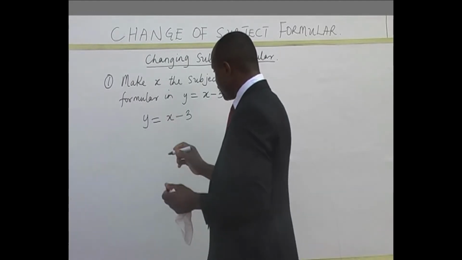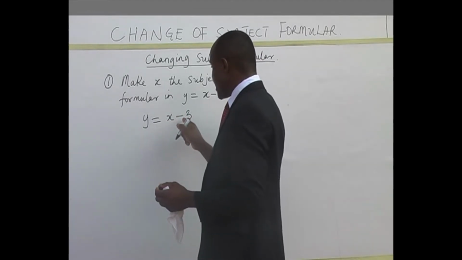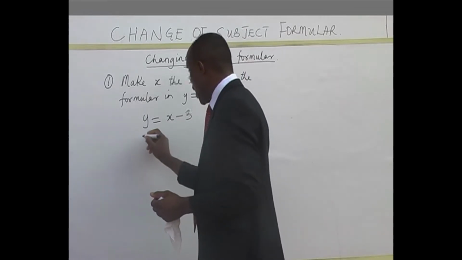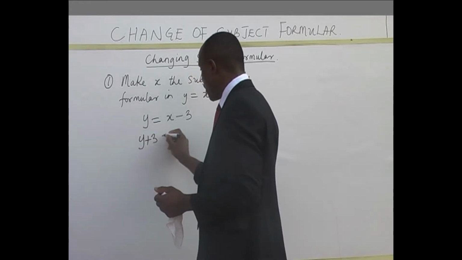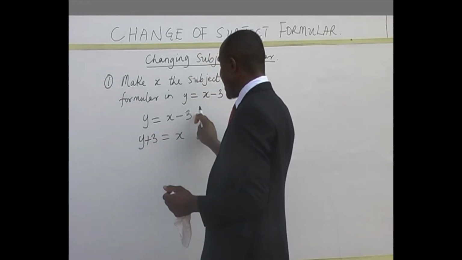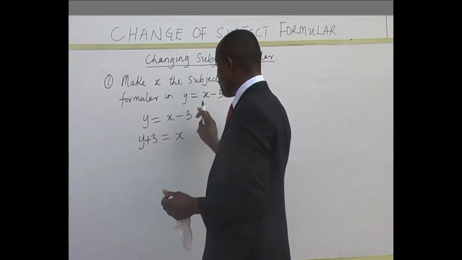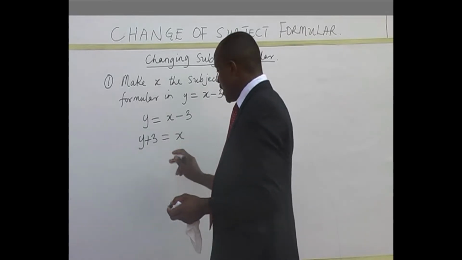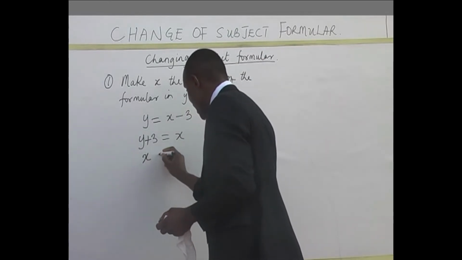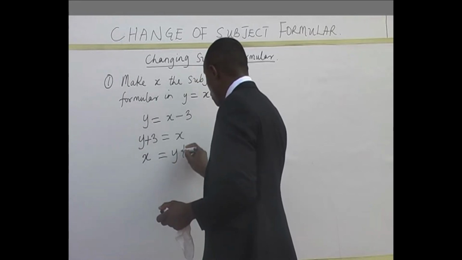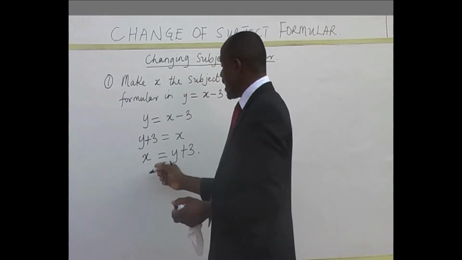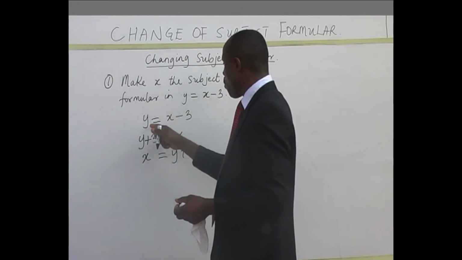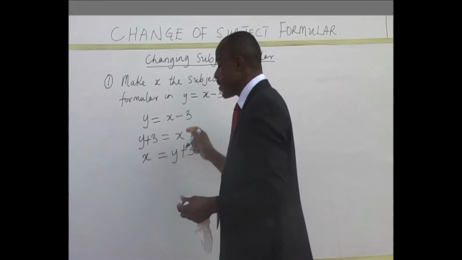In trying to do that, add 3 to both sides so that you eliminate minus 3 and leave only x on the right hand side. That will give you y plus 3 will now be equal to x, because if you add 3 to this place, that plus 3 will cancel minus 3 and leave you with only x. So you can rearrange this and have x on the left hand side being equal to y plus 3 on the right hand side. And that is the end of that question that says that you should make x the subject formula in y is equal to x minus 3.